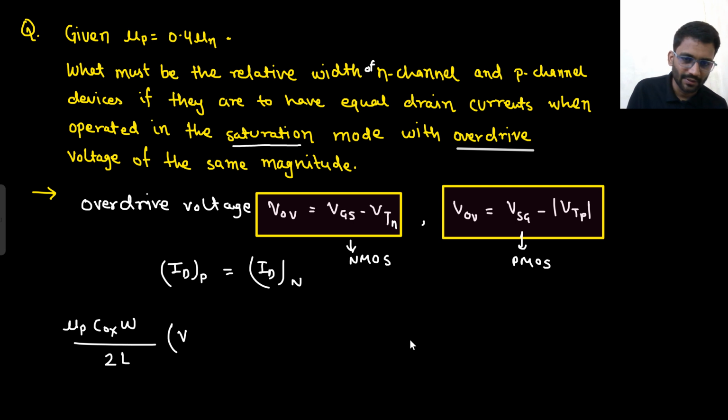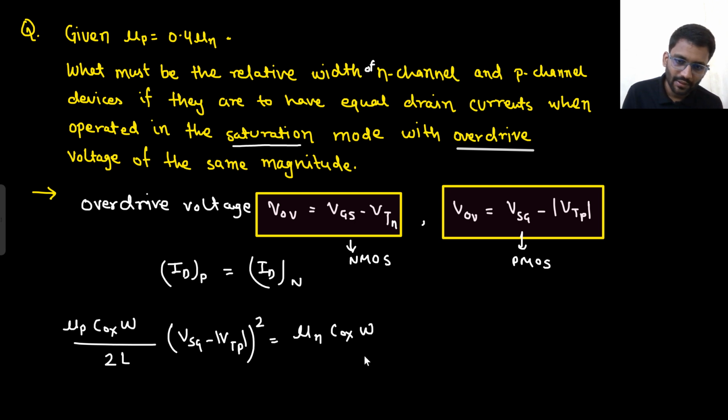This is for PMOS. Now mu n Cox W by 2L, VGS minus VT, sorry, we are writing for PMOS. So we will write VSG minus VTP whole square. And what will we write for NMOS? Mu n Cox W by L.